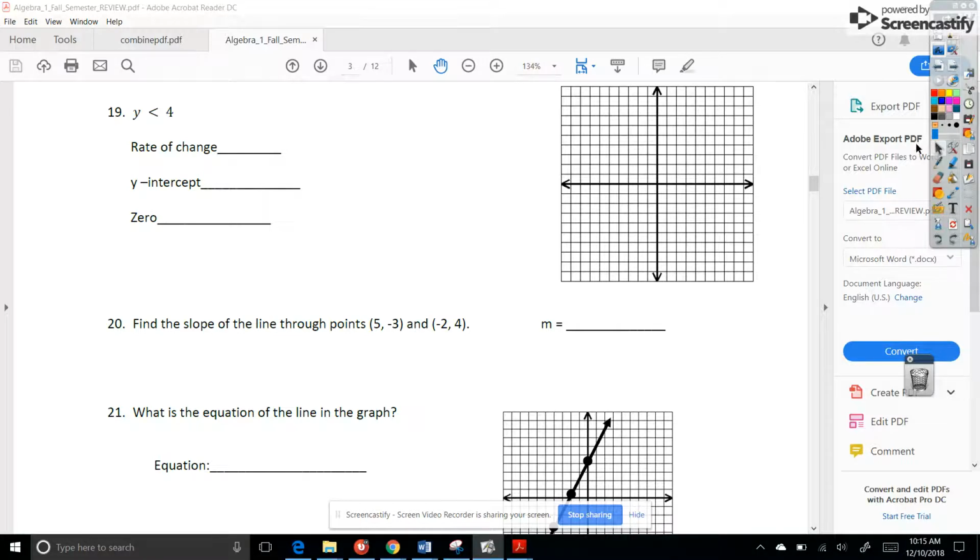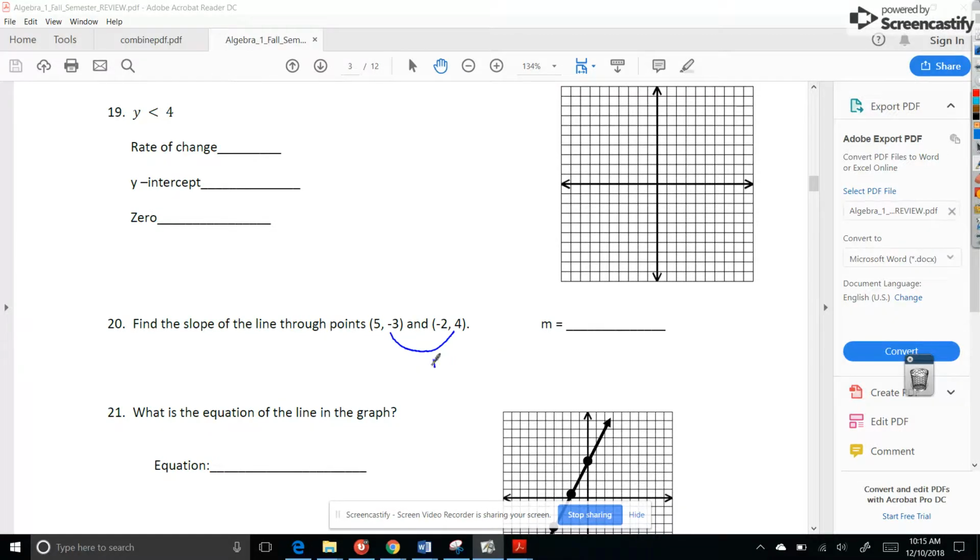All right, find the slope of the line. So let's look at change in y over change in x. How much from -3 to +4? That would be going up 7. How much from 5 to -2? That would be going down 7. So change in y over change in x, 7 divided by -7 is -1. I can always sketch this out to see what it looks like. 1, 2, 3, 4, 5, 1, 2, 3. And then -2, +4. Yep, looks like a slope of -1 to me.